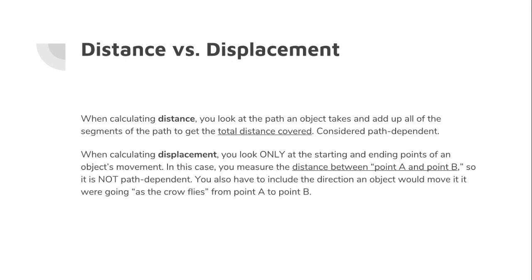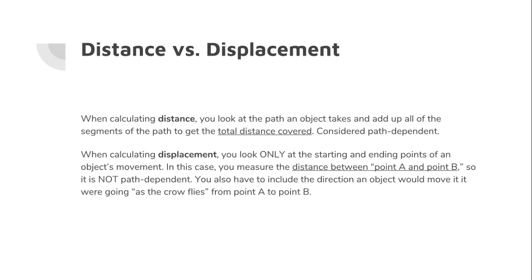Distance versus displacement. A distance is what we would consider a scalar quantity. So when you're calculating distance, you look at the path an object takes, and then add up all the bits of that path until you get to the total distance covered. So there might be some detours. You might be out walking your dog and you just walk around at random and hope you make it back home. But whatever ground you cover, that is the distance that you covered. We consider that path dependent because how far you'll be traveling depends on what path you take.